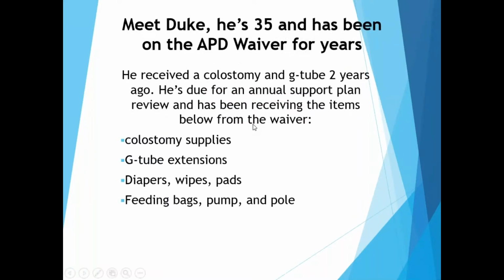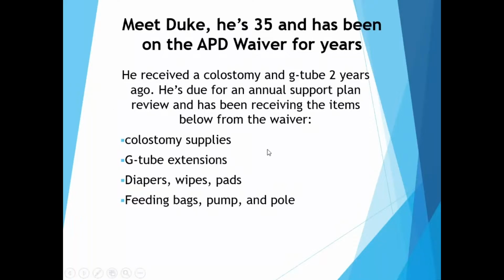Duke, he's 35 and has been on the APD waiver for years. He received a colostomy and a G tube 2 years ago. He's due for an annual support plan review and has been receiving the items below from the waiver forever and a day. Colostomy supplies, G-tube extensions, diapers, wipes, pads, feeding bags, pump and pole. And his packet is now here for review.